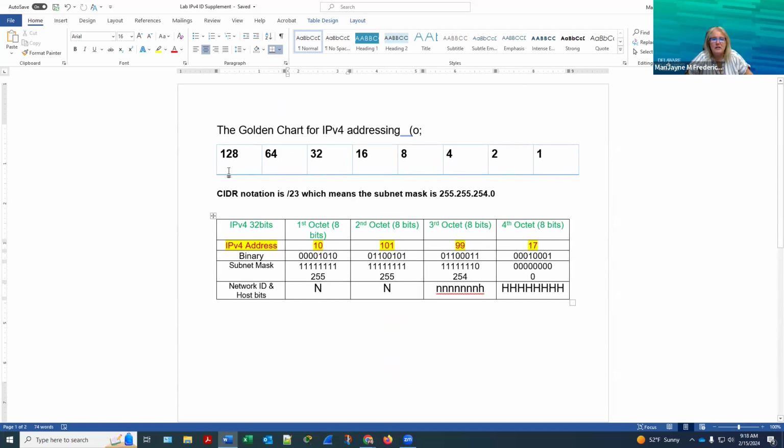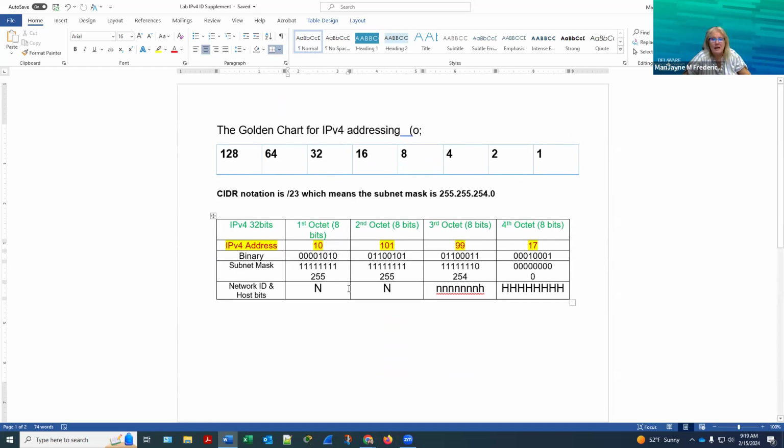You use this, I use the golden chart. You can do it the mathematical way that you want in your book. It's fine. Either way, you're still going to get to the same place. But this, for me, makes it easier when I break it down. So when I look at an IP address, I'm looking here in the chart to get the binary for it, which will then lead me to my subnet mask, will then lead me to my network ID with the host.